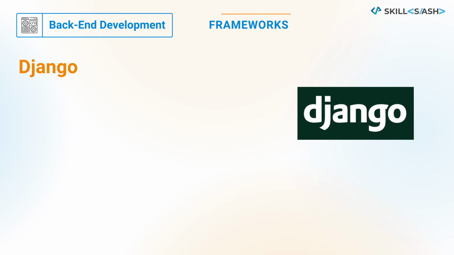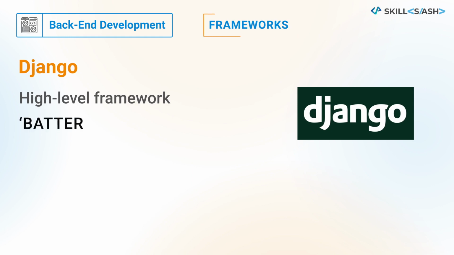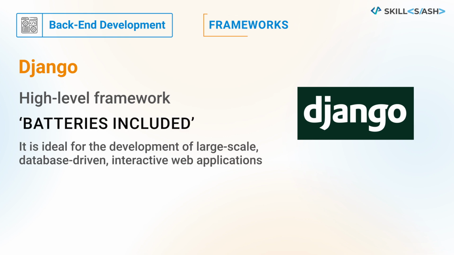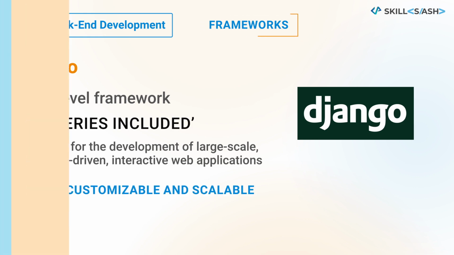Finally, we look at the back-end frameworks which professionals leverage. Django. Django is a high-level framework that is developed with the notion of batteries included. This means that almost everything any developer would require is already included. It is ideal for the development of large-scale, database-driven, interactive web applications. Django is the best back-end framework for Python as it is highly customizable and scalable.